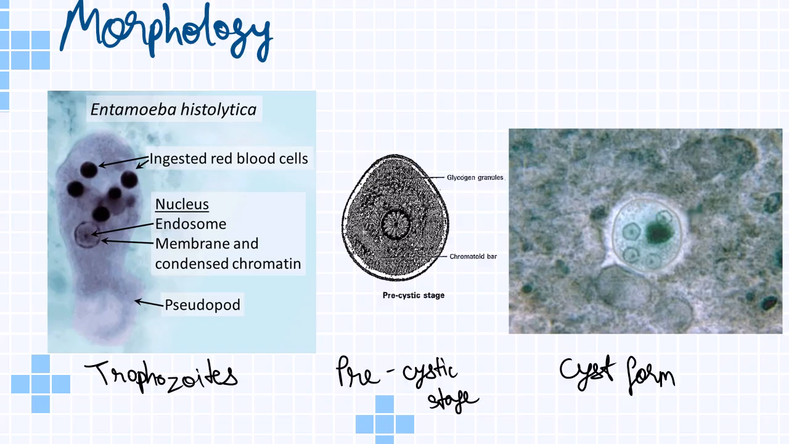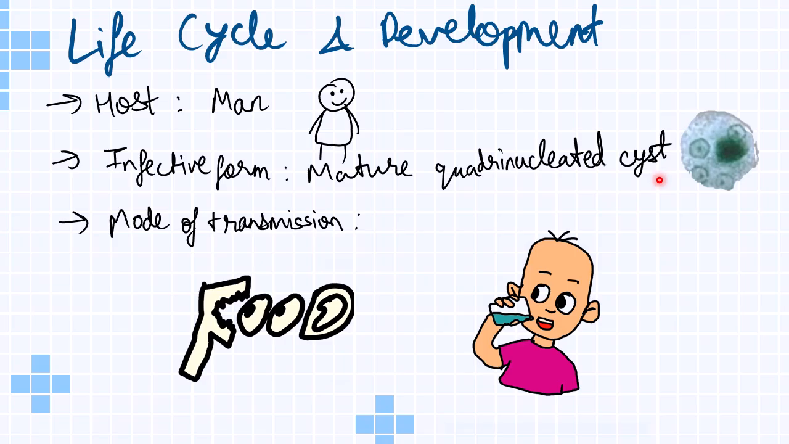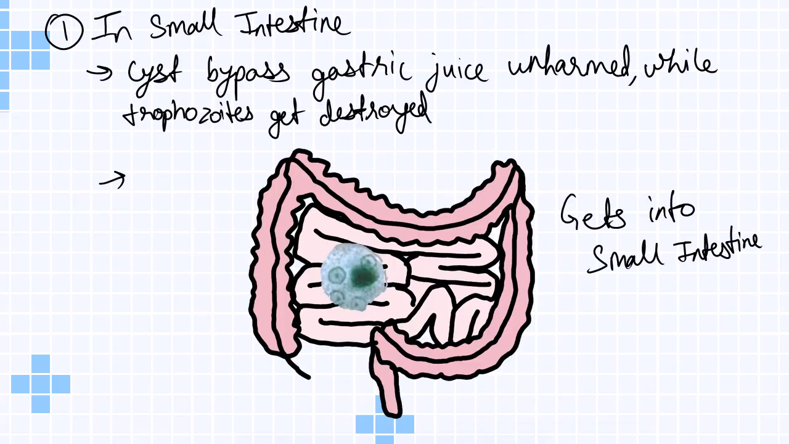Let's see how. Humans acquire infection by ingesting the mature quadrinucleate cyst through contaminated food or water. This mature cyst is the infective form of Entamoeba histolytica. Transmission occurs through the fecal-oral route. Once swallowed, the cyst begins its journey through the GIT. The cyst survives passage through the stomach because it is resistant to gastric acid. It then reaches the small intestine unharmed. This ability allows the parasite to successfully establish infection.